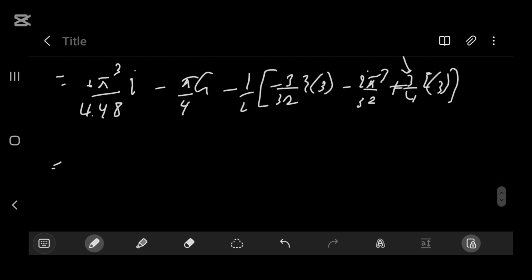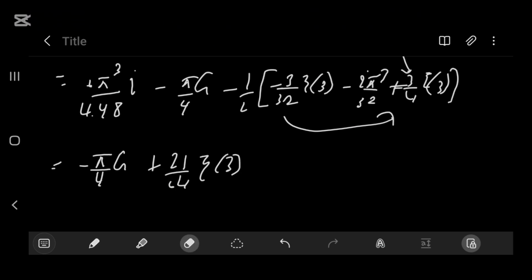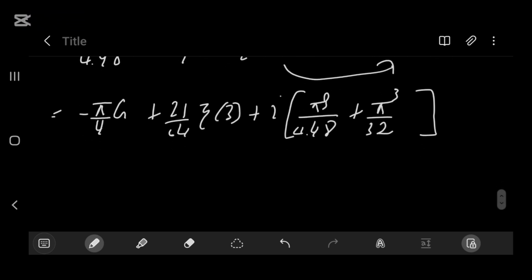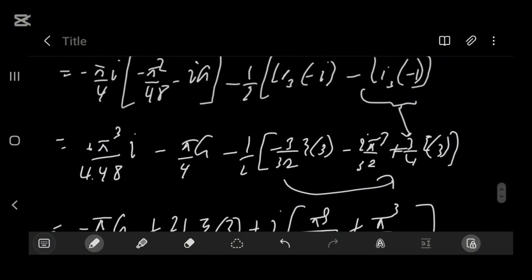And here we go. Let's take the real part outside, so we'll get minus pi over 4 times G, and when adding these two we'll get plus 21 over 64 zeta of 3. Now let's take the imaginary part outside, so we'll get pi cubed over 4 times 48 and plus pi cubed over 32, and yeah, that's it. That's only the case here. So let's just keep those things there. And okay, so this is the answer for I4.